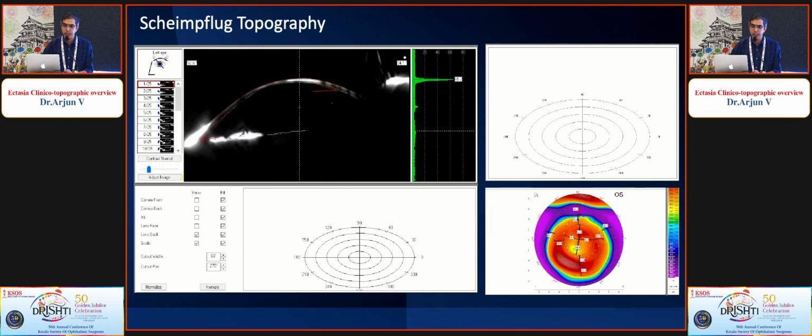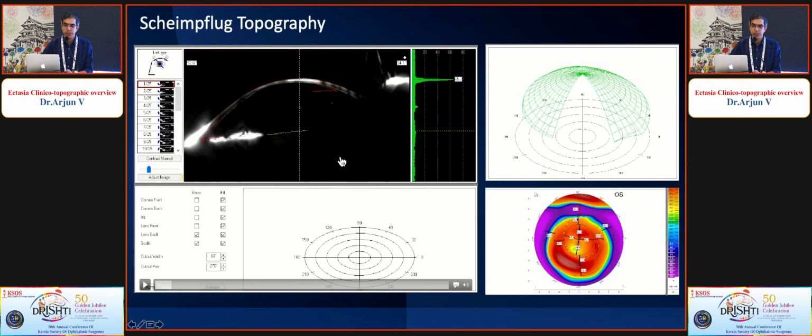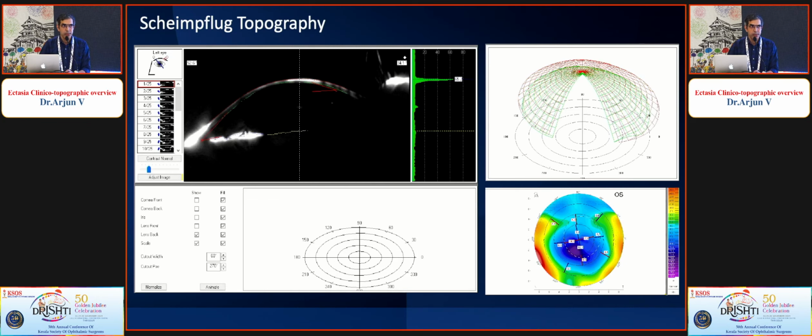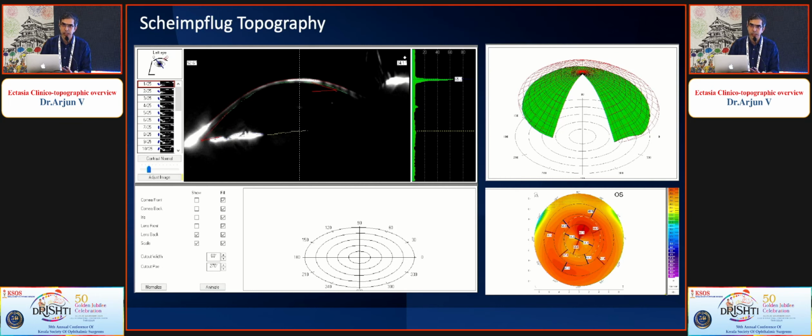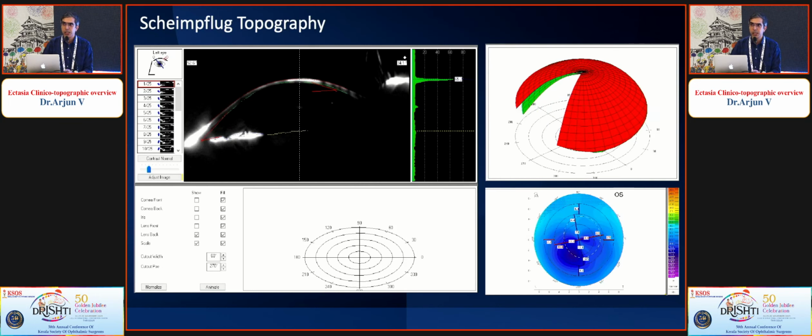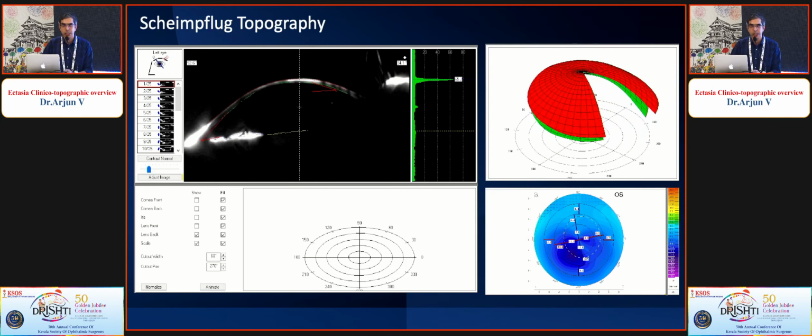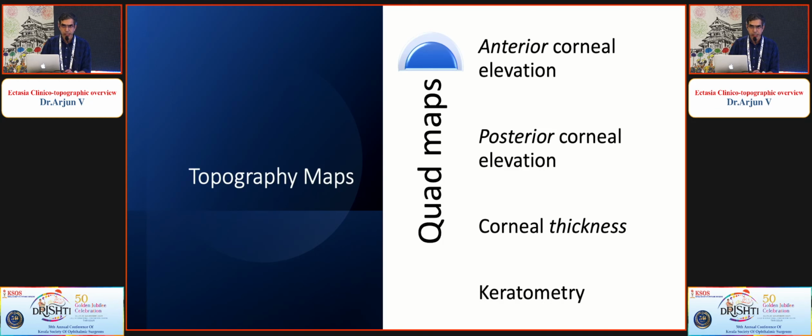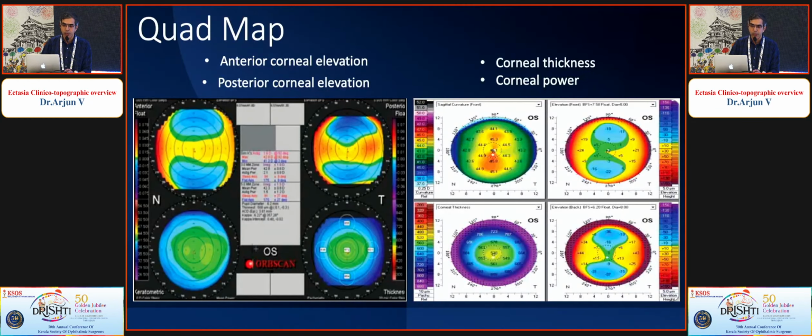So the prototype device in this case is Pentacam, which takes multiple images, and from these images it finds the shape of the cornea. In other words, here the elevation is determined first, then subsequently the power is calculated. In other devices, the power was calculated, and from the power they determined the shape. So any of the topographic maps will have the four maps, which include the anterior elevation, posterior elevation, the corneal thickness and the keratometric or the power maps.